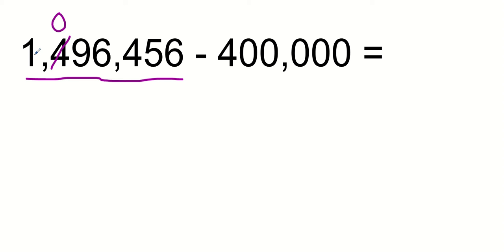So your answer is 1,096,456. So you should have, even if you did column subtraction, have got that answer. But hopefully you can see that you didn't actually need to do a sum there at all. If you looked at the number just very quickly, you will have noticed that there was 400,000 in the 100,000 column. So you could have just got rid of that and replaced it with a 0.